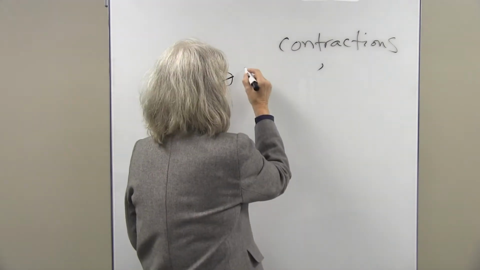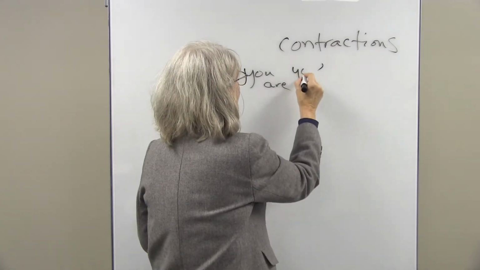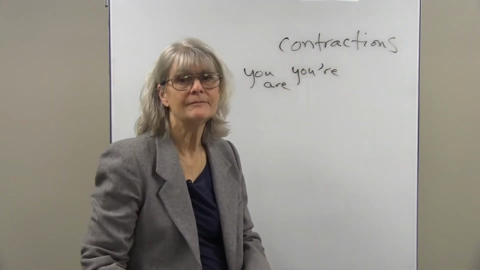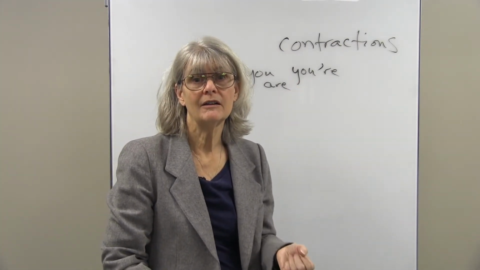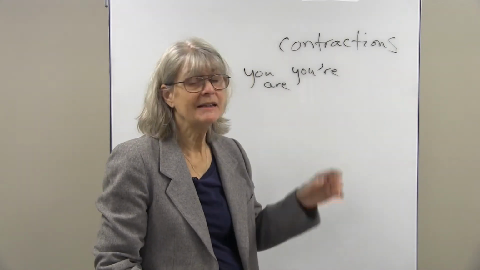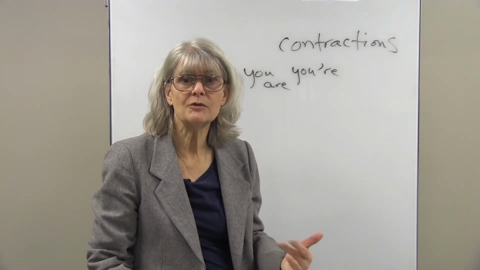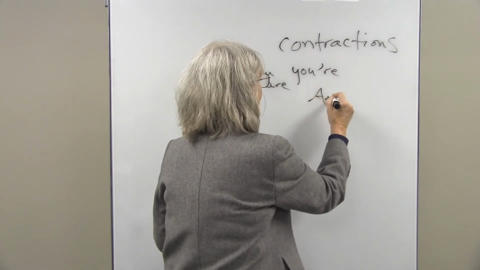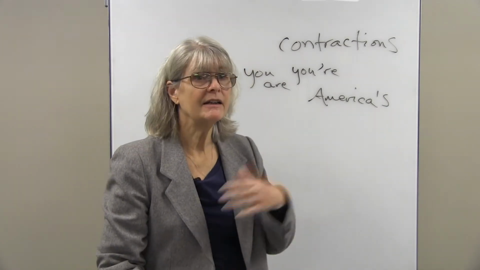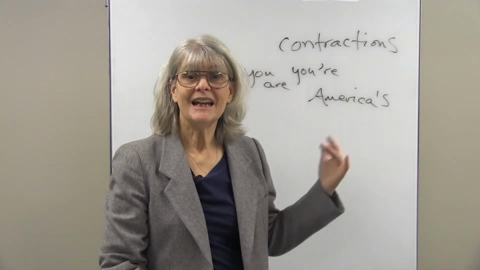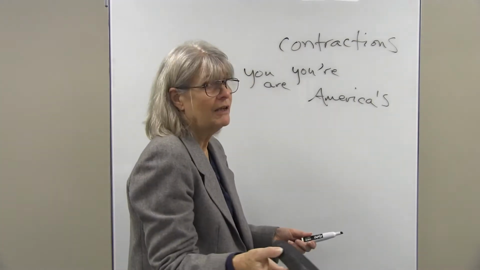For example, you are becomes you're. And that apostrophe replaces one or more letters, and here a space as well. That makes it different, for example, from an apostrophe that's used for possessives. For example, America's politics. There, the apostrophe indicates a possession of politics.